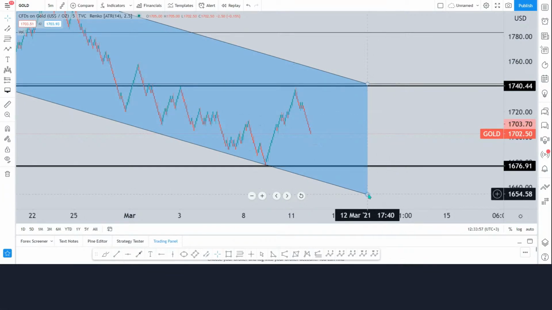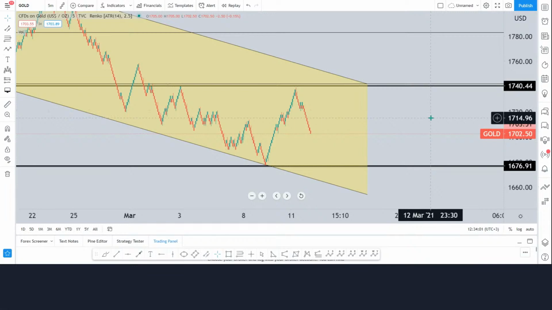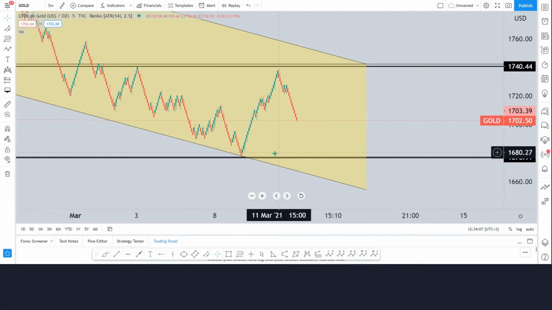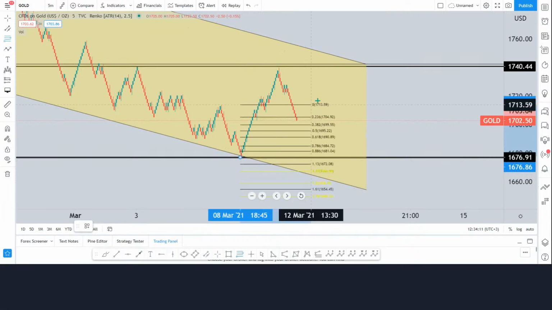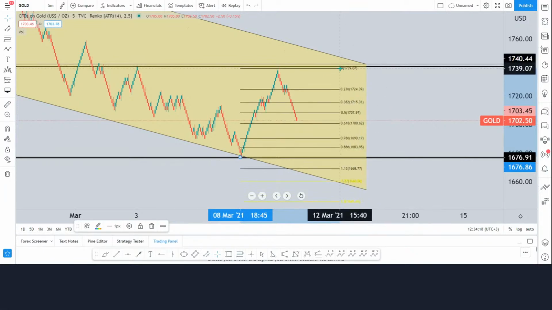So you understand now, right? You can change the color of this one. You can do it here like this. So we need to see the Fibonacci level of this latest wave here.